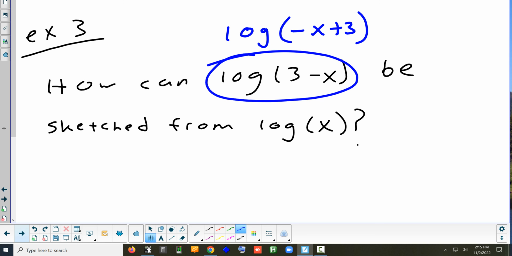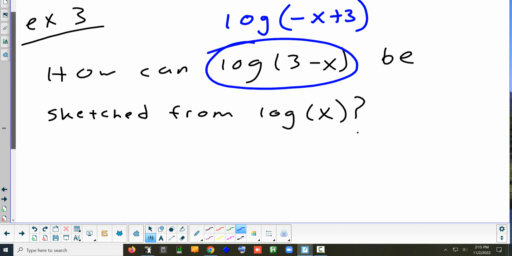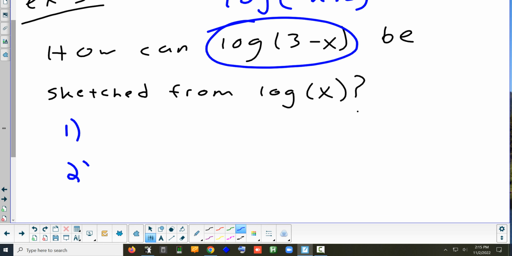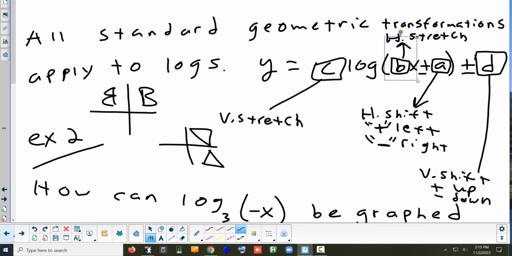Okay, so now next question. How many transformations are happening right there? There's just two. There's two. And we have to write them in a certain order. What order do you write them in? Follow the letters A, B, C, and D. Go in that order.